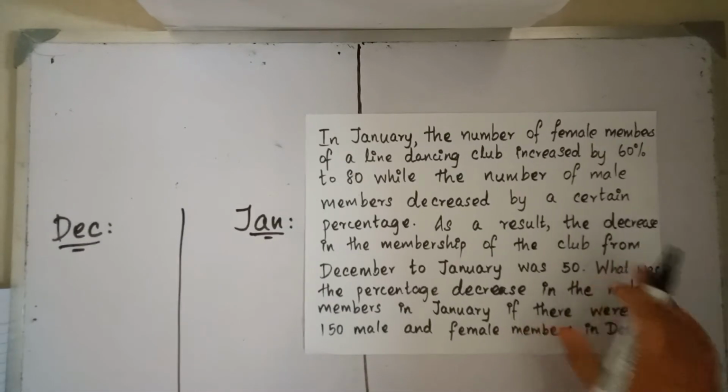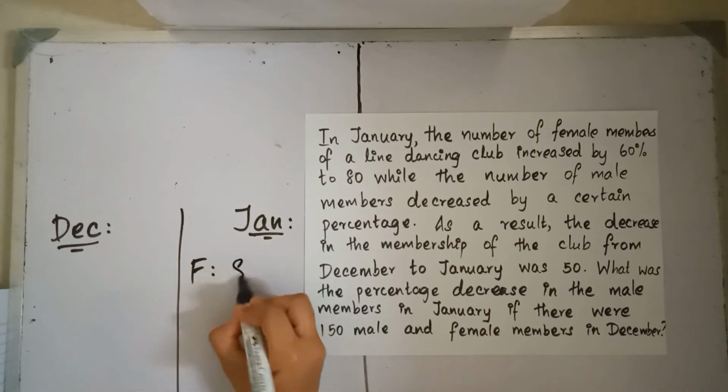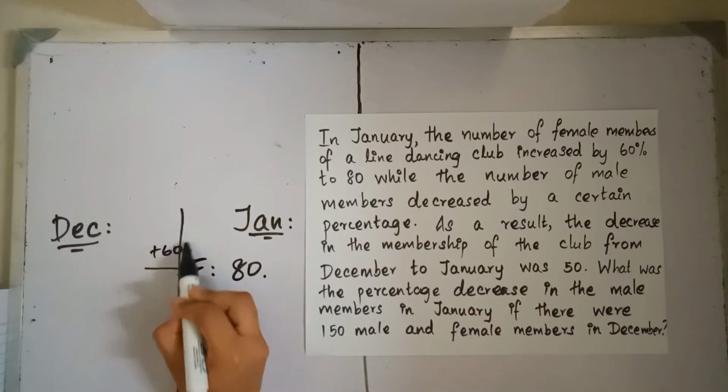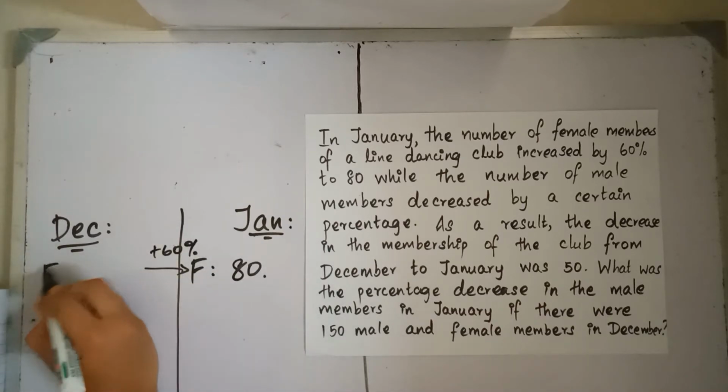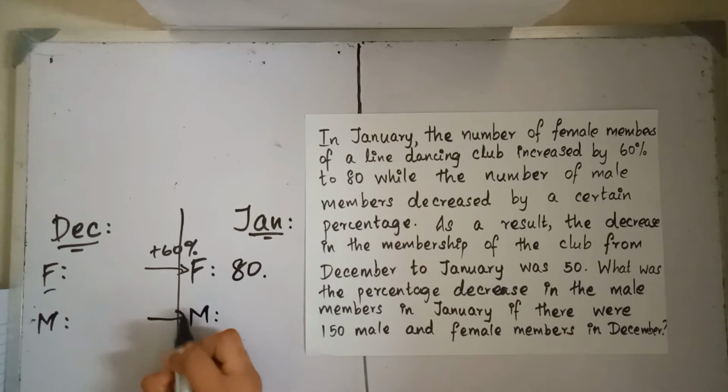Now let's look at the first line. In January, the number of female members of a line dancing club increased by 60% to 80. Okay, so in the month of Jan, the female members increase from some initial value to 80. So there's an increase in the female members by 60%. We don't know how many there are in December. And the male members decrease by a certain percentage. They have not given what that percentage is. It just says that it has decreased by some percentage.